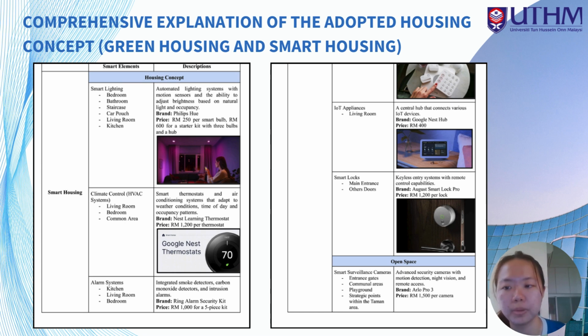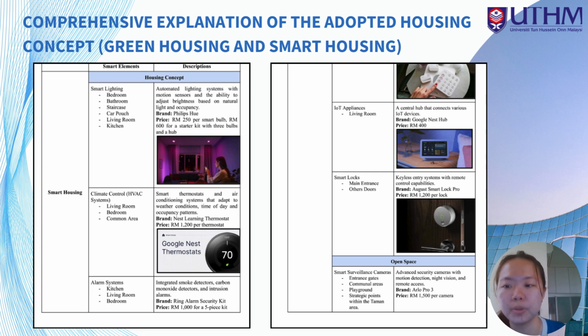In addition, we will install the alarm system in the kitchen, living room, and the bedroom with the brand of Ring Alarm Security Kit with the price of 1,000 ringgit Malaysia. Apart from that, we will also apply the IoT appliance in the living room. The IoT appliance is a central hub that connects various IoT devices, with the brand of Google Nest Hub with the price of 400.